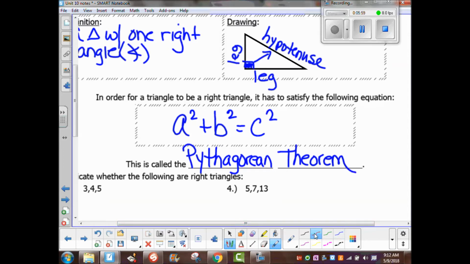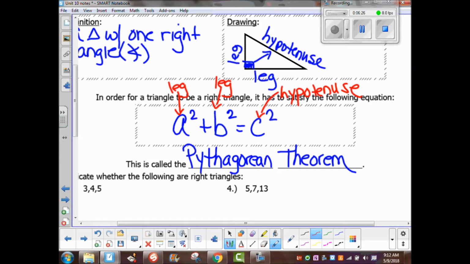Now what's the A, what's the B, and what's the C? So just back up in our right triangle drawing, A is a leg, B is the other leg of the right triangle, and C is always the hypotenuse. And that is critically important to know.